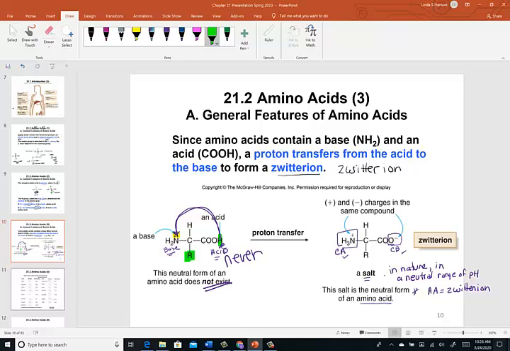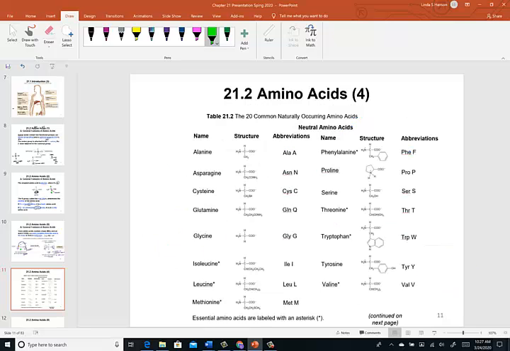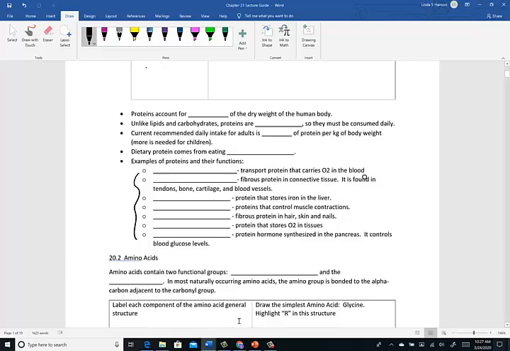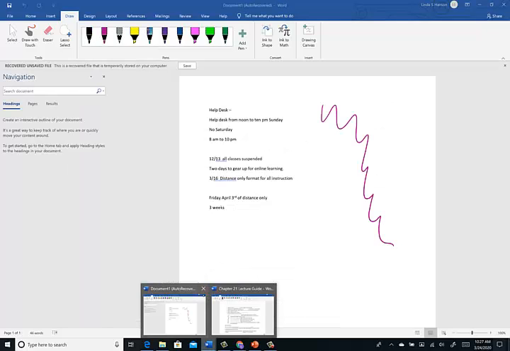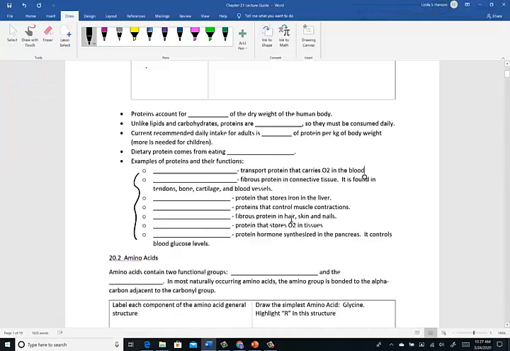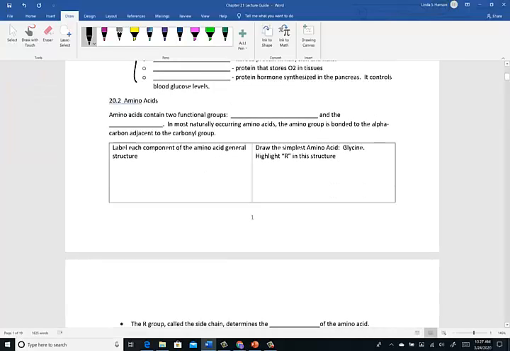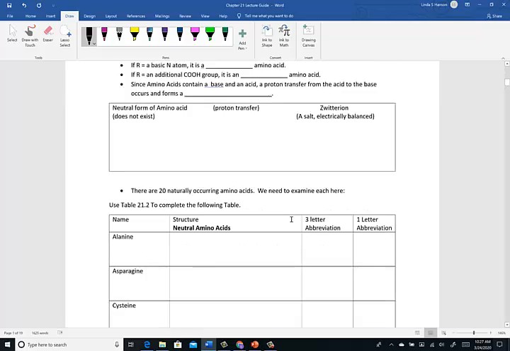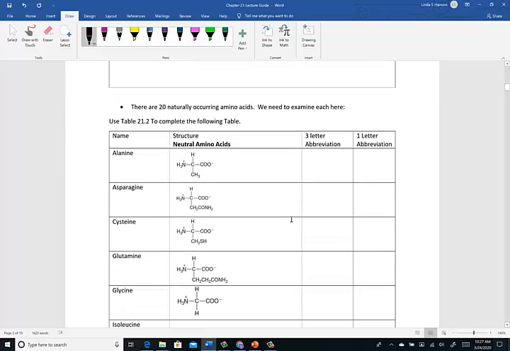When I present this chart, what I'm going to ask you to do is to fill in the following area in your note pack. Let me just be clear. So right now we're coming down here into the 20 different amino acids.